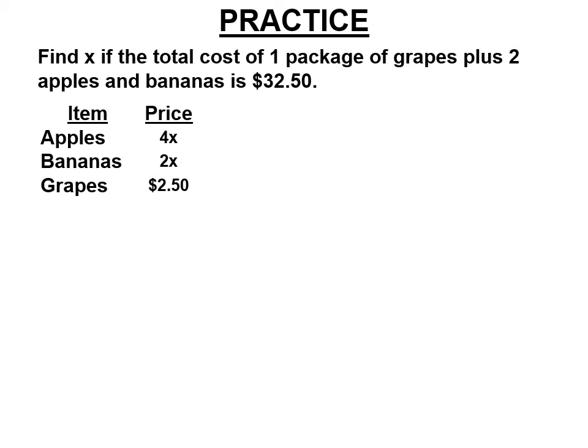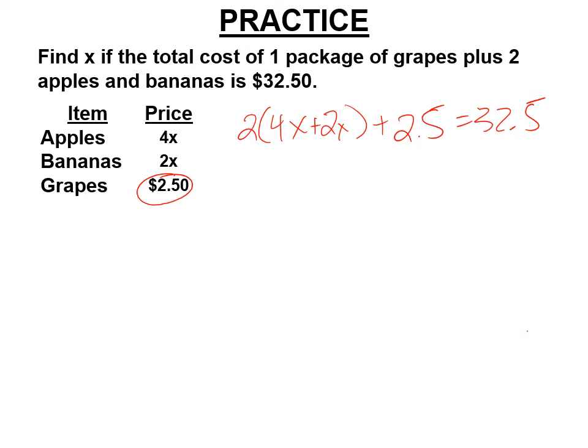All right, find x if the cost of one package of grapes plus 2 apples and bananas. So this is not 2 of everything. I made it a little more complicated. One package of grapes, 2.5, plus 2 apples and bananas. So 2 of 4x and 2x. All right, that's the equation here. Now, you can add those together and get 6x. And 2 times 6x is 12x. If you do 8x plus 4x, you do the distributive property first, you still get 12x no matter what. We do not multiply the 2.5 times 2 because I didn't say 2 of each like the other ones. All right, so you have to read them.